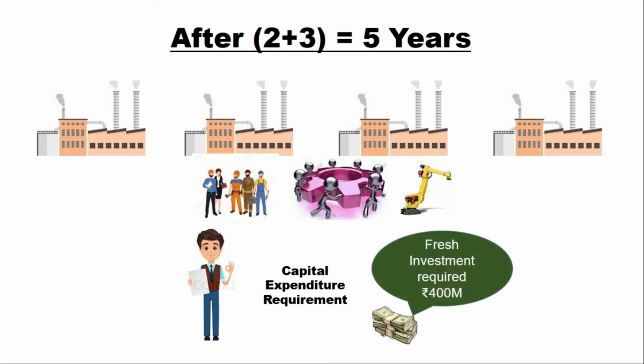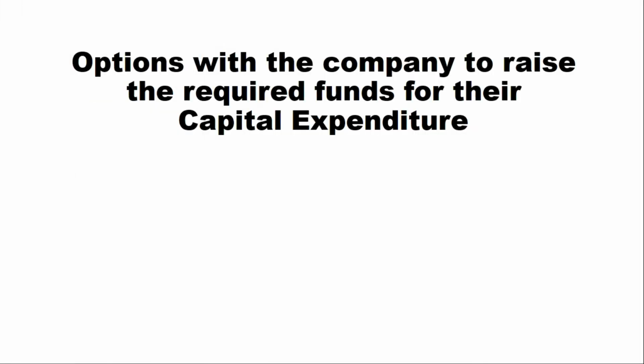The management estimates 400 million towards their capital expenditure requirements. How does the company get this money? Or in other words, how can the company fund its capital expenditure requirements? There are few options with the company to raise the required funds for their capital expenditure.